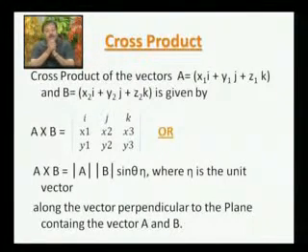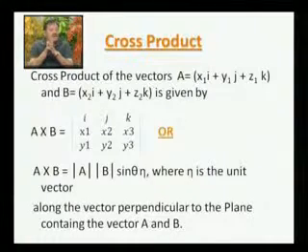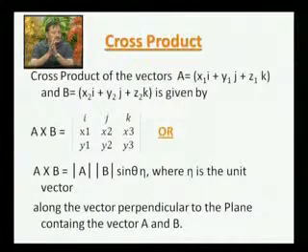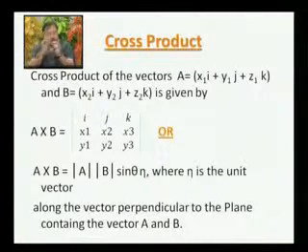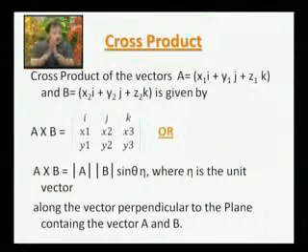The other definition of the cross product is modulus A and modulus B into sine theta into eta. Again, look at the screen: A cross B is equal to modulus A into modulus B into sine theta into eta. Eta is the unit vector, again perpendicular to the given plane of A and B.